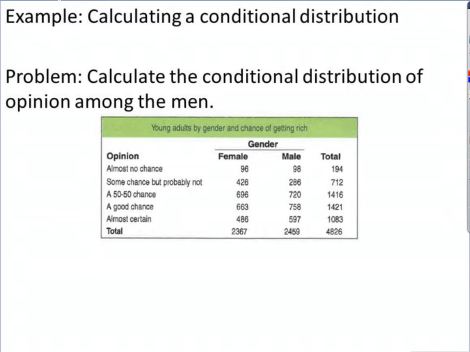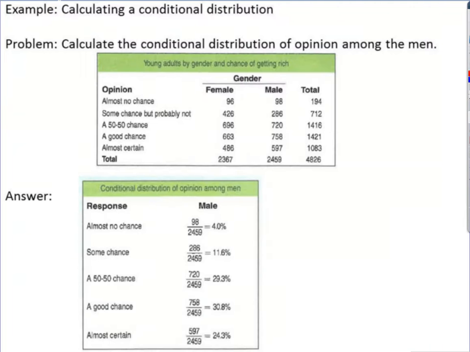So we need to calculate the conditional distribution of their opinions among the men. Now we would start this the exact same way. So we would look at the male total, that's 2,459 males, and we would look at each opinion separately. So for almost no chance, we would do the 98 males who said there was almost no chance they were going to be rich, divided by the total number in the male category, and we would get 4.0%.